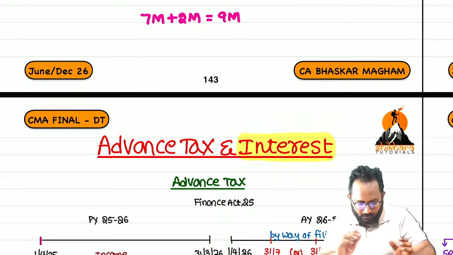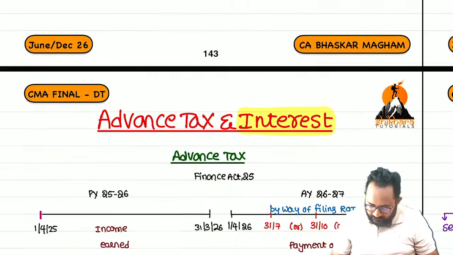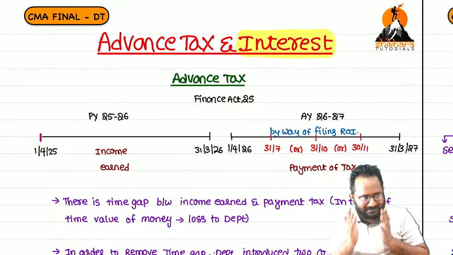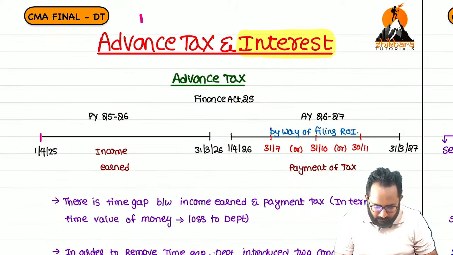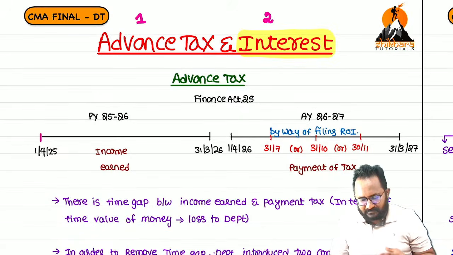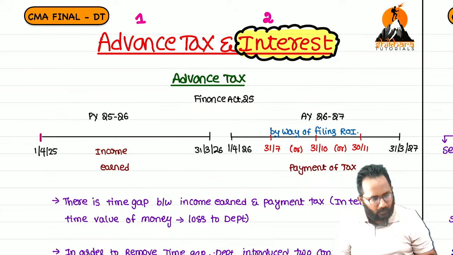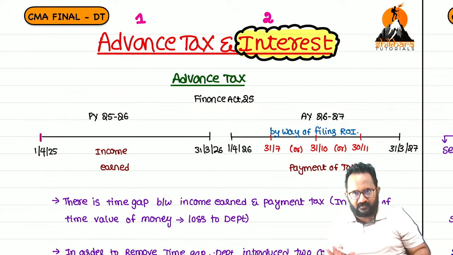Coming to the chapter name, you can observe we have two parts in it. The first part is advanced tax. The second part is interest. In our CMA Final, we only have the interest portion in our syllabus. So there is no advanced tax portion in our CMA Final syllabus.